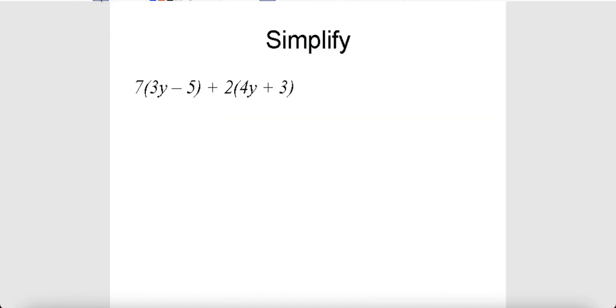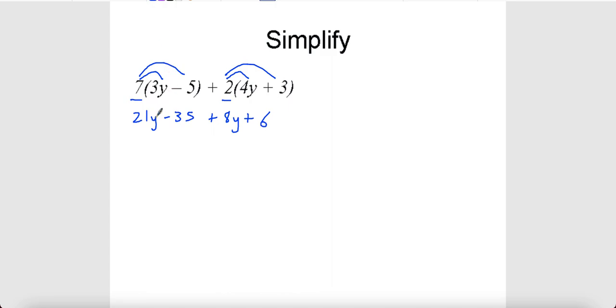All right, again, simplifying. So for this one, it looks like when we're simplifying, we're just trying to distribute and combine like terms. So the distribute step is where we multiply the coefficients of these expressions into each binomial. So we have 7 times 3y, that's 21y, and 7 times negative 5, which is minus 35. So we have that. Then I've got 2 times 4y, that's 8y, and 2 times 3, which is 6. And now I can just combine like terms.